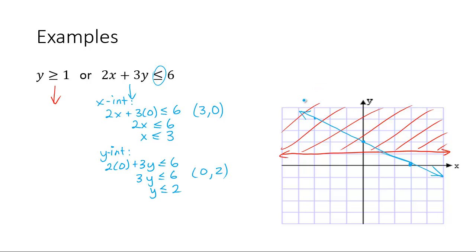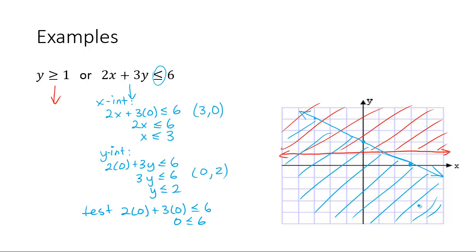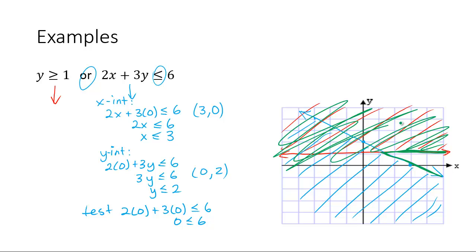And so now we need to figure out which side we need to shade. So let's test (0, 0). If we plug in zeros for x and y, we see that 0 is less than or equal to 6, meaning that the 0 point is included. And because of this "or," we want to shade everything in. So the final answer is going to be pretty much everything except for this little unshaded bit. So just make sure you shade everything else here.